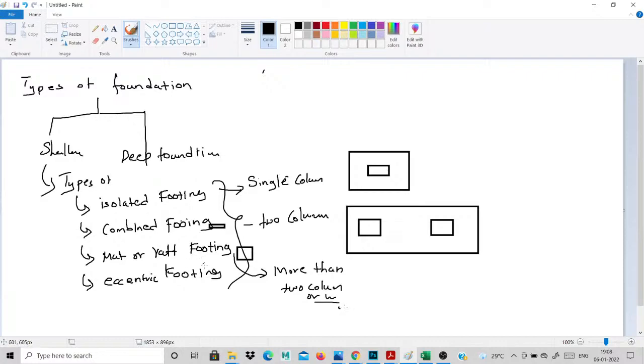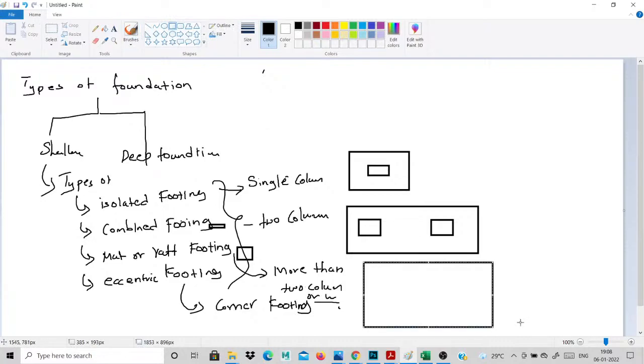The next one is the eccentric footing. The eccentric footing is a corner footing for your building. Now the example for mat or raft: this is our pedestal with more than two columns, say 1, 2, 3, 4, 5, 6 columns. More than two means any number of columns. With six columns acting on this one pedestal, that is called a mat or raft.